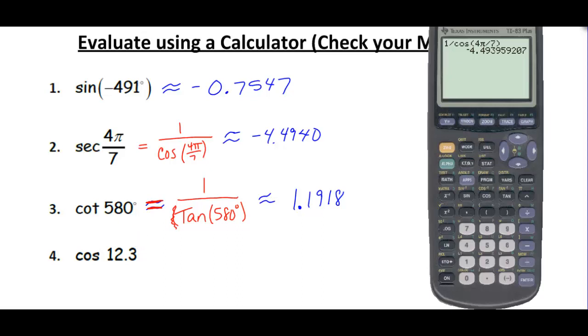But luckily for us, we have a cosine button. So I'm just going to hit 12.3, close my parentheses, and it gives me my answer. So it's approximately 0.9647. And that's all you have to do.